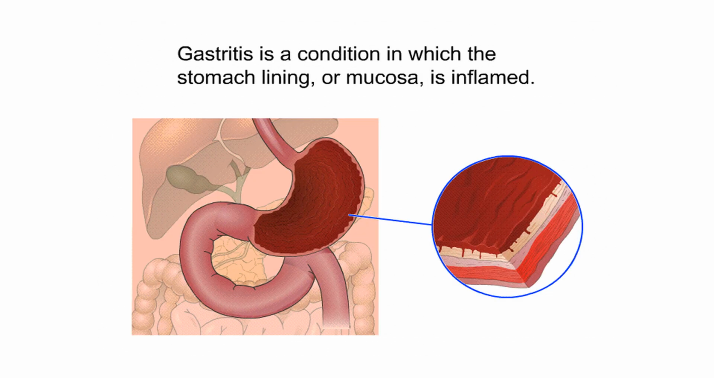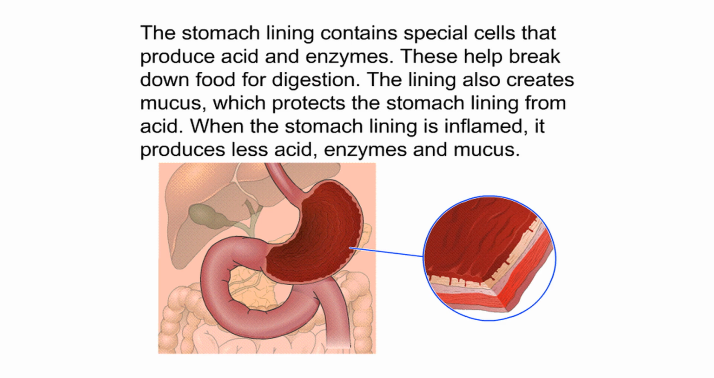Gastritis. Gastritis is a condition in which the stomach lining, or mucosa, is inflamed. The stomach lining contains special cells that produce acid and enzymes. These help break down food for digestion. The lining also creates mucus, which protects the stomach lining from acid. When the stomach lining is inflamed, it produces less acid, enzymes, and mucus.